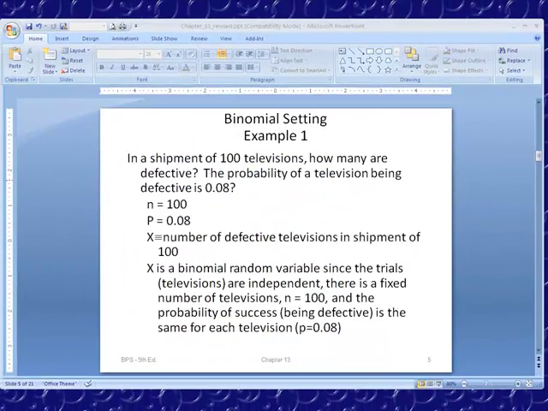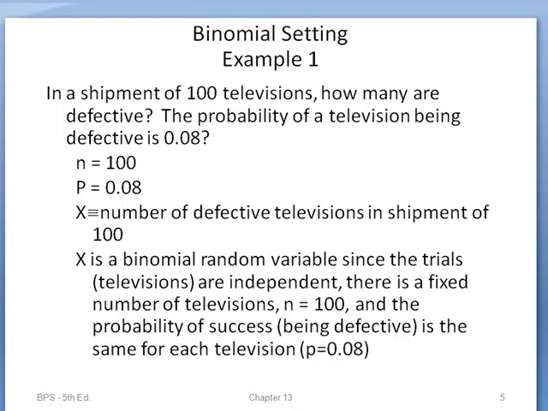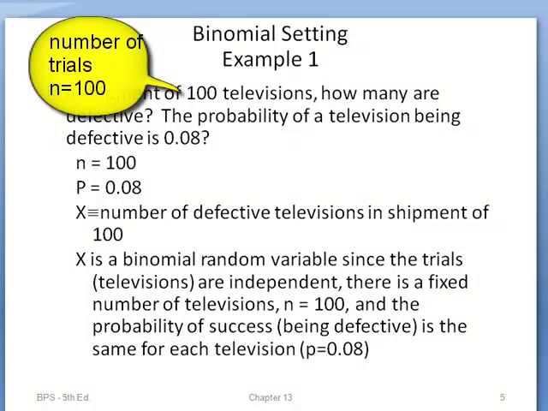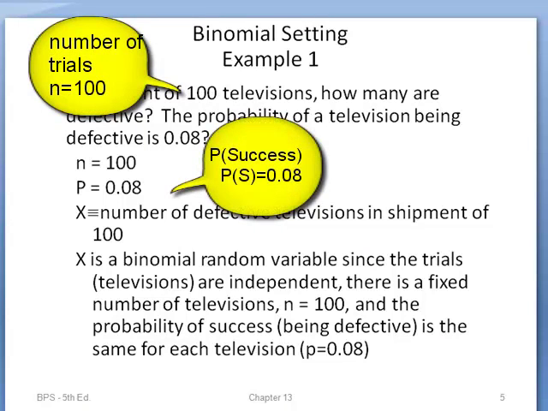So we're going to take a look at a couple of examples and see whether or not they're binomial. So here it says a shipment of 100 televisions. How many are defective? Now, somehow we know that the probability of a television coming from this particular plant being defective is 0.08. So its probability is 0.08 of being defective. This would be considered a binomial.